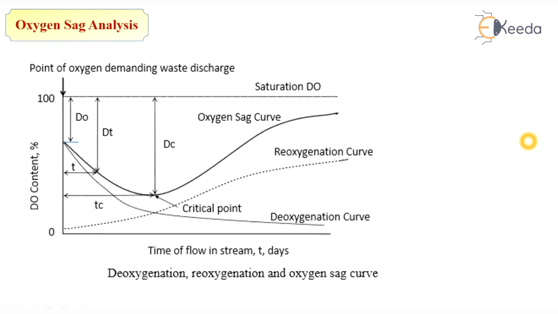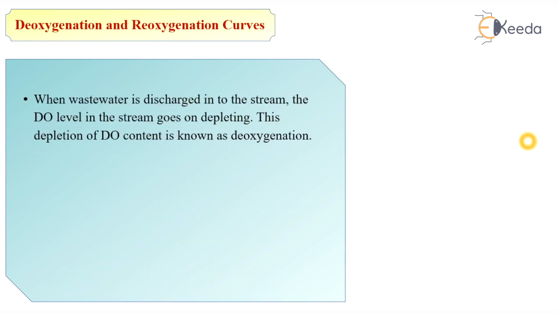Next we see, same as the oxygen sag curve, there is a reoxygenation curve and a deoxygenation curve. So what is the meaning of those two? Let's see. What is the deoxygenation curve? When the wastewater is discharged in the stream, the dissolved oxygen level in the stream goes on depleting. This depletion of dissolved oxygen content is known as deoxygenation. So deoxygenation means the depletion or reduction of dissolved oxygen content in the stream.